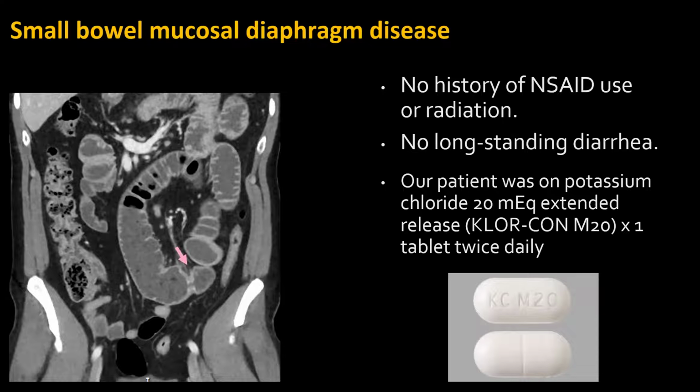And extended release potassium supplements will release potassium not in the esophagus, but they go very far in the GI tract and then release. So if you remember, if we take potassium, it's very corrosive. So even in the esophagus, it can form strictures. But when it goes distally, because of this extended release formulation, it can cause diaphragm disease in the jejunum or ileum. Now the question is, why was the patient on potassium?